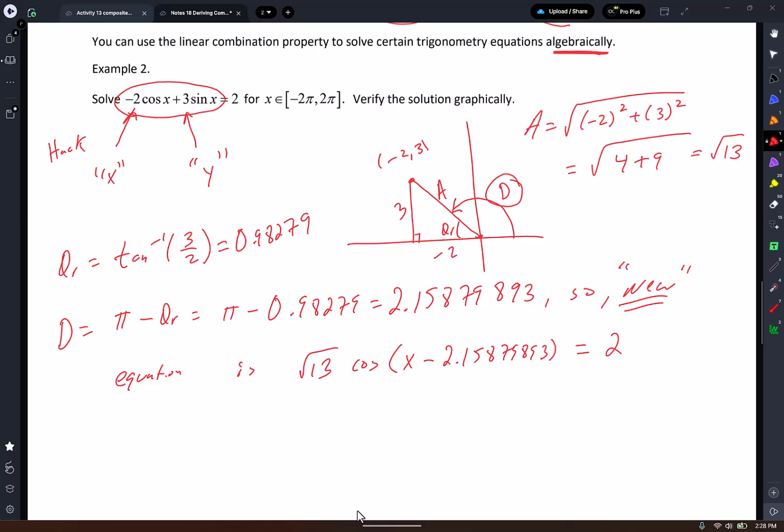Okay. How does that help us? Well, now, guys, we can just solve for x the way we've always done it. So look, what am I trying to do now? Solve for x. So what do I do first? Get rid of that square root of 13? So I got to do what?